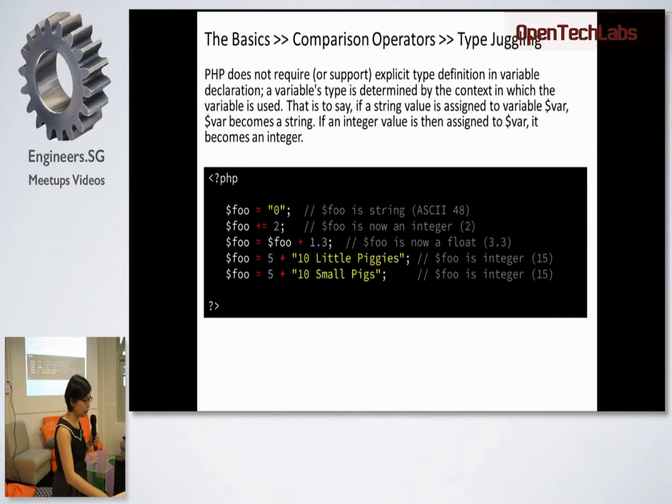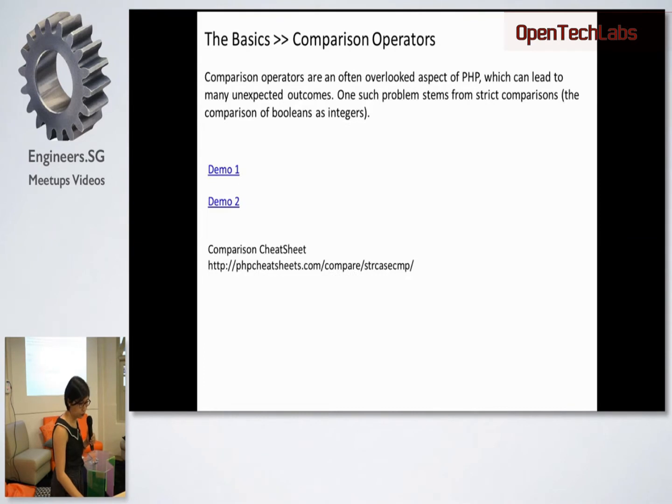Then, for example, if you add a float number to it, automatically it treats it as a float. The last two examples: if you have an integer and you try to add it to a string, as long as the first set of characters in your string is a number, then it will treat it as a number.